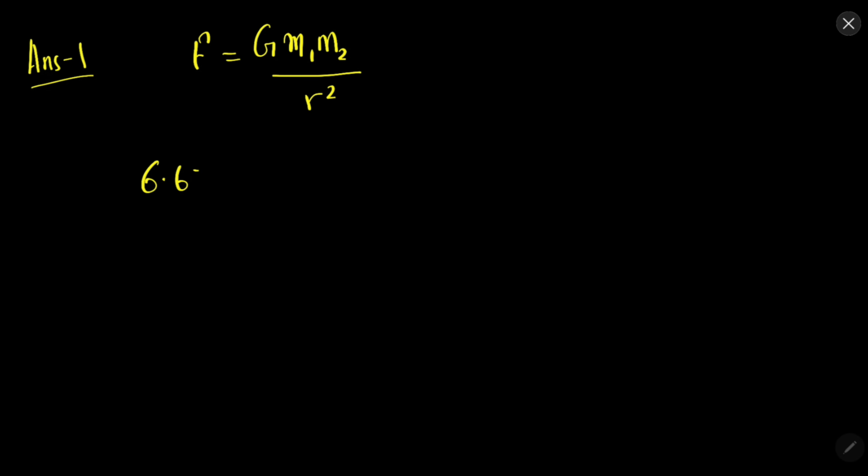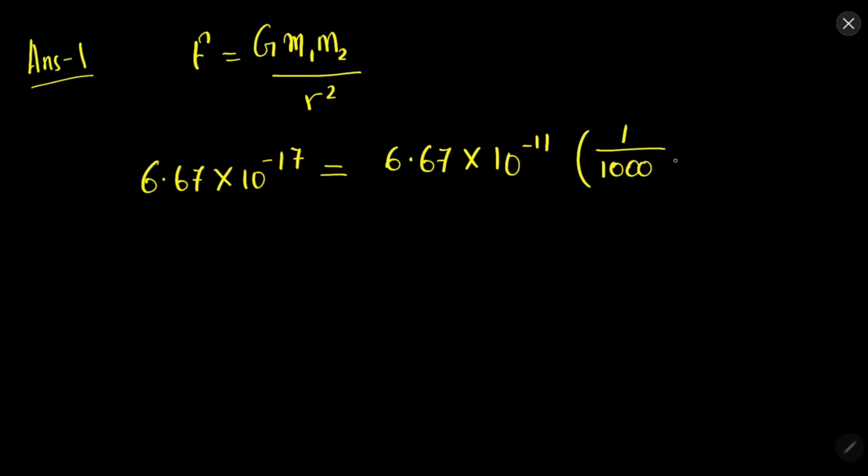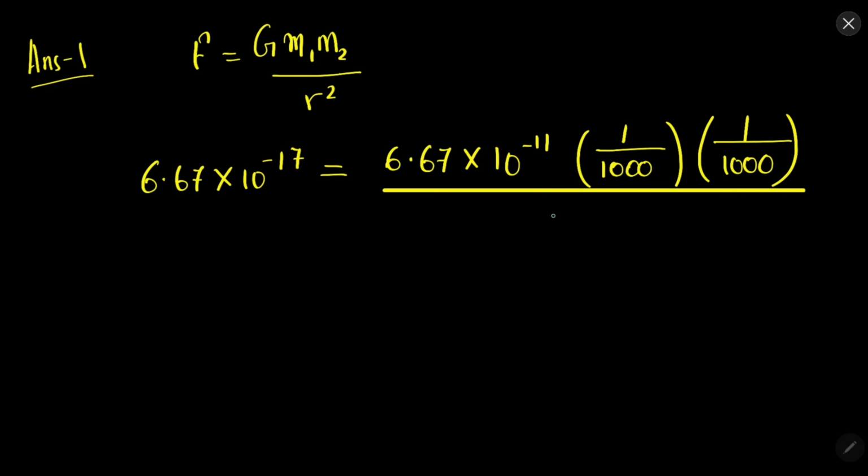So the force is given, 6.67 into 10 to the power minus 17. The value of G is 6.67 into 10 to the minus 11, and the mass is 1 gram. For 1 gram we will have to use kg as the unit, so 1 by 1000 kg. We have two masses of the same 1 gram, so 1 by 1000 kg upon distance. R square is to be found out.